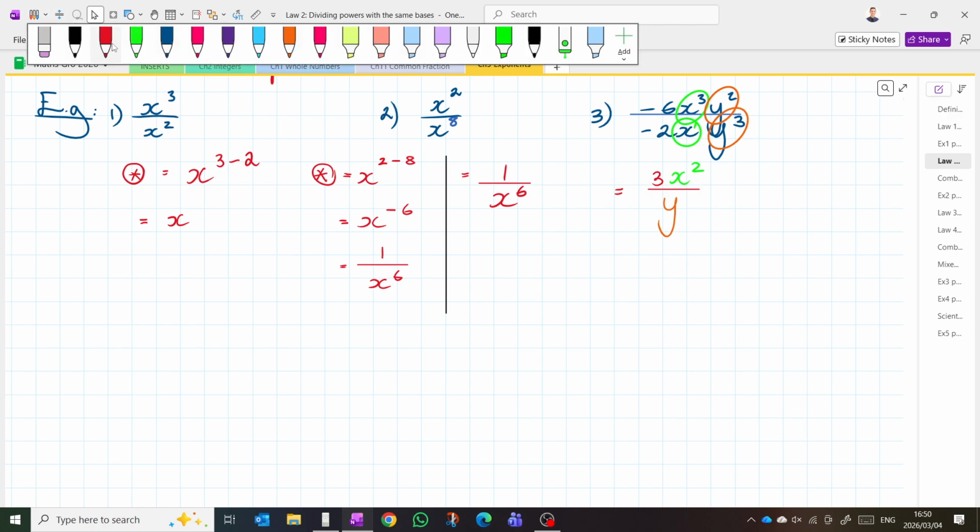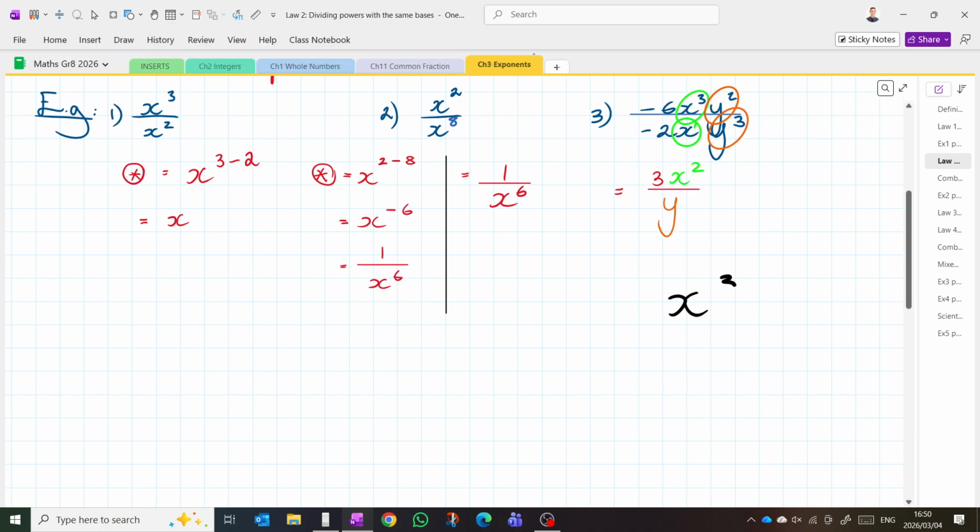What about this? I need you to think about this for me for a second. What if I have x to the power 3 divided by x to the power 3? Okay, now let's explore this for a bit. If I look at it at face value, you should be able to tell me that's going to equal 1, because I'm dividing the same thing by itself. Whenever I divide something by itself, it's equal to 1.